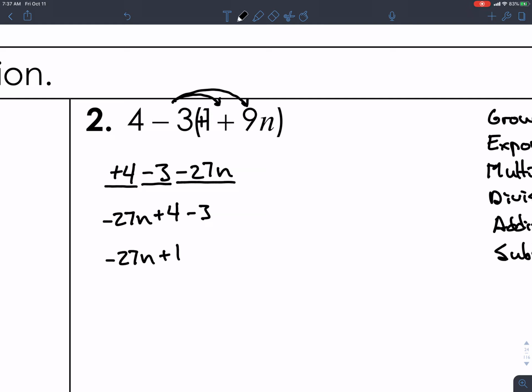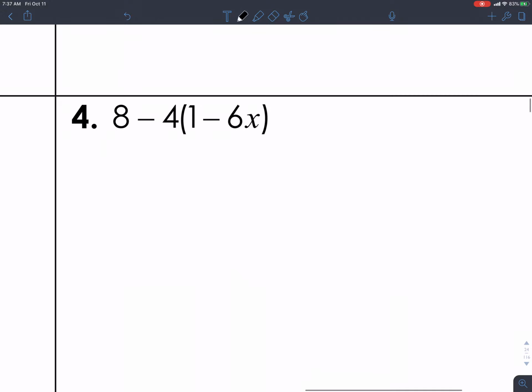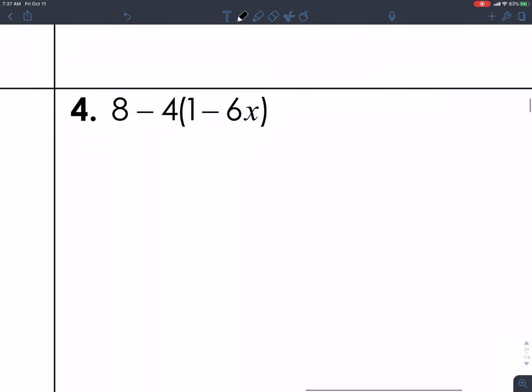Every other term has to have a sign in front of it. They're kind of like little dividers to show you where the terms are. Let's go to number 4. Again, this one's just like the other one. Grouping, can't do anything to a 1 minus 6x. Not like terms, so I can't combine.